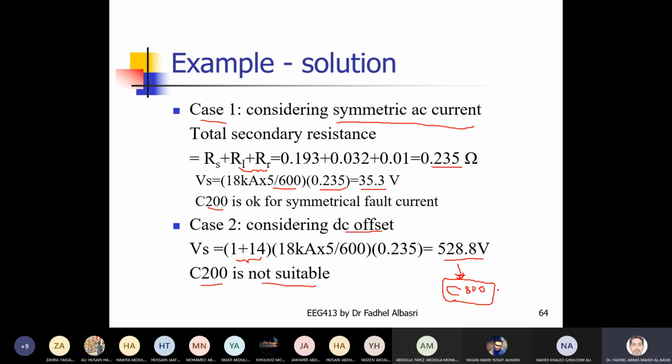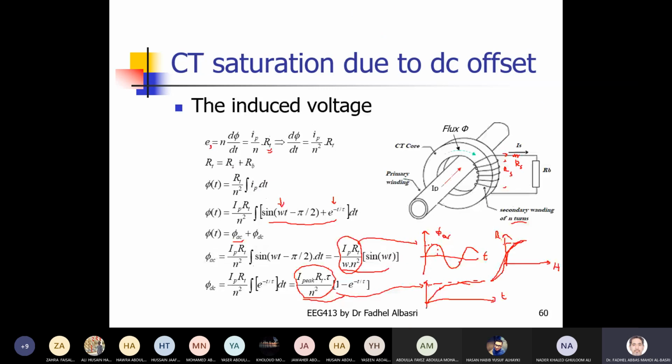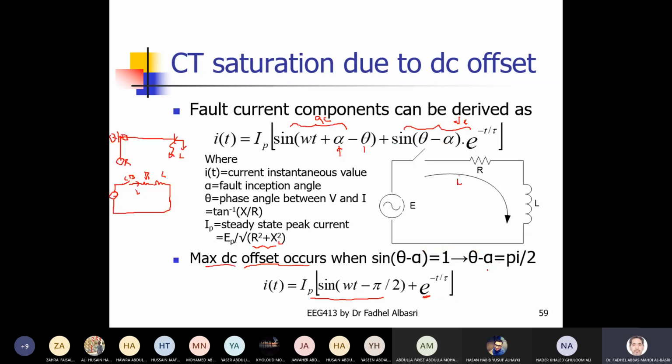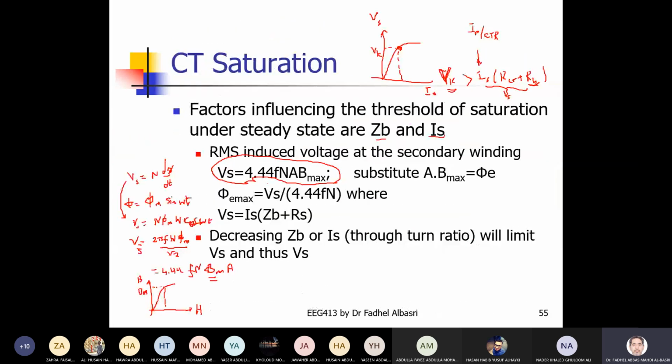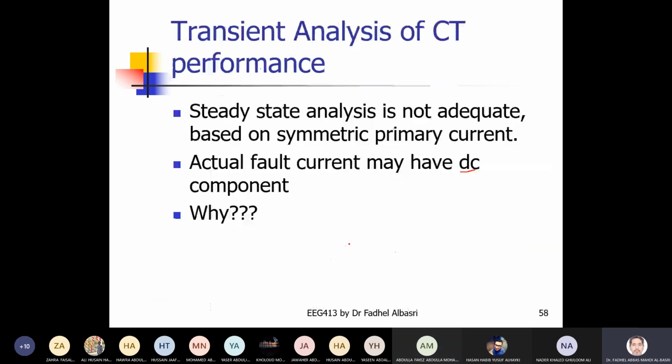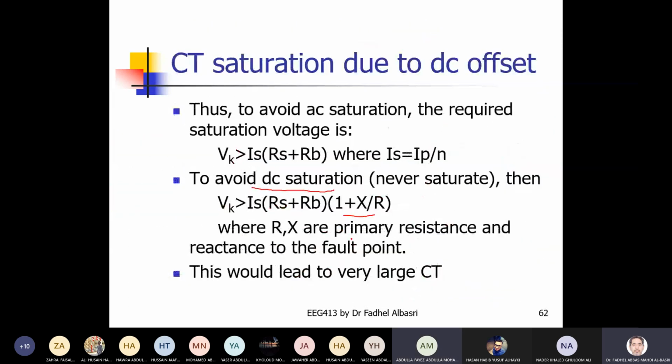So what is the consequence? Here you will buy a higher, more expensive CT as compared to C200. The higher class means more than just a class difference. As I explained before, it means you have a larger core in order to develop a larger voltage. A larger core means more expensive.